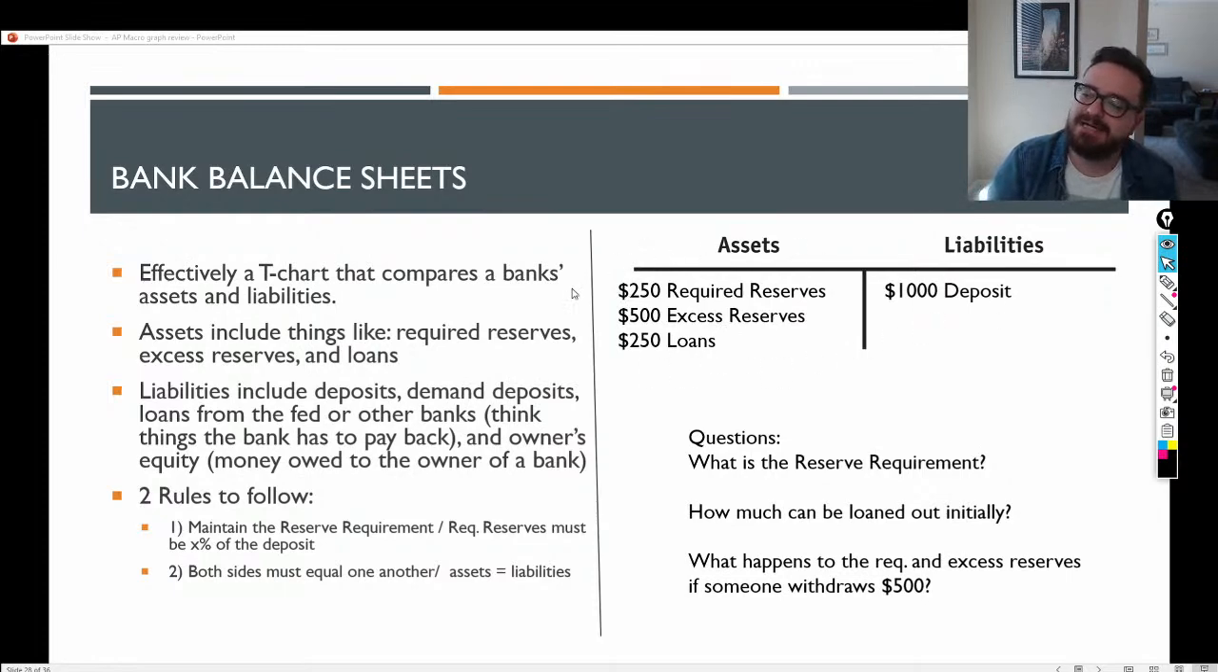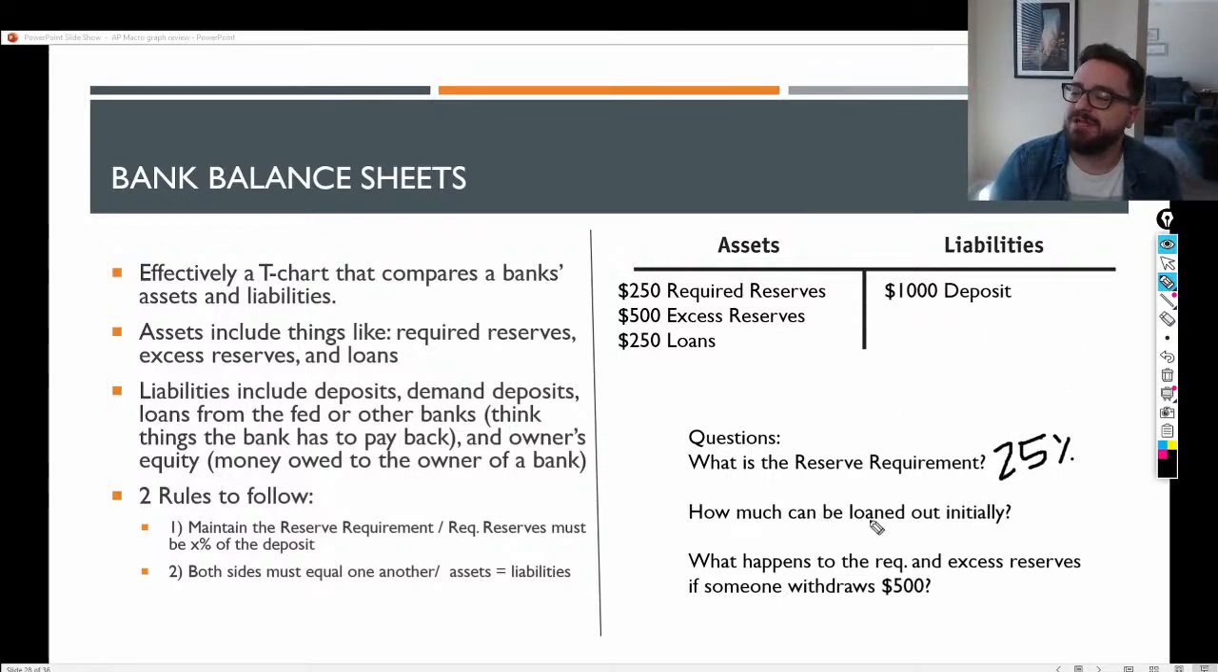So here's a short version question. Got a nice simple balance sheet here. This is very basic stuff. 250, 500, 250, 1,000. What is the reserve requirement? I'm looking at this. It's the percentage of the deposit. So this is X percentage of this. 250 is 25% of 1,000. I don't have to do much from there.